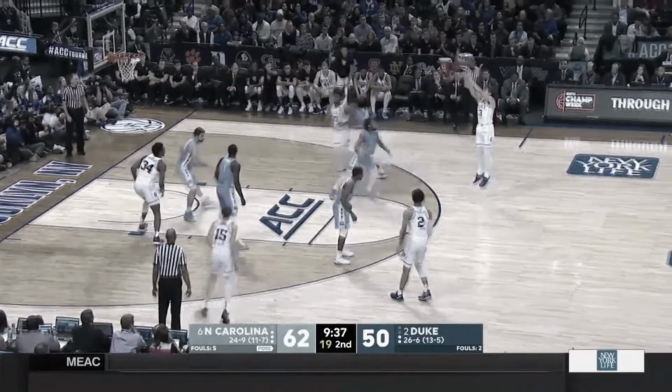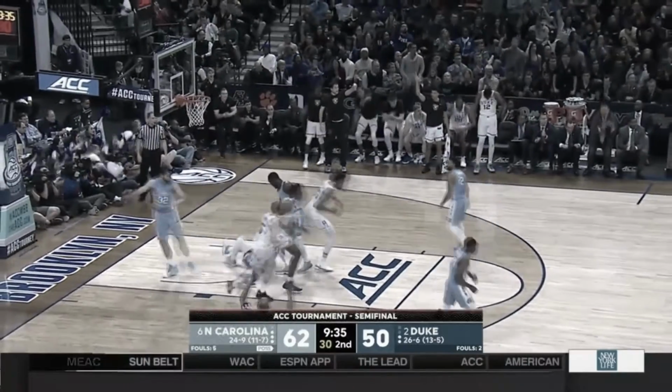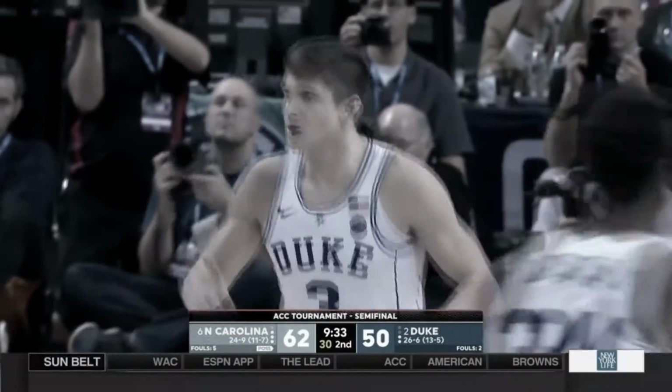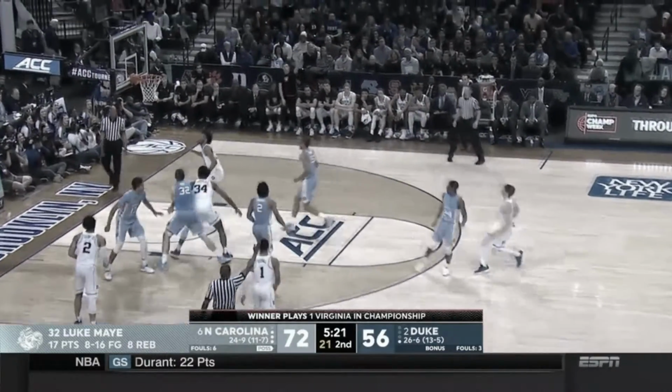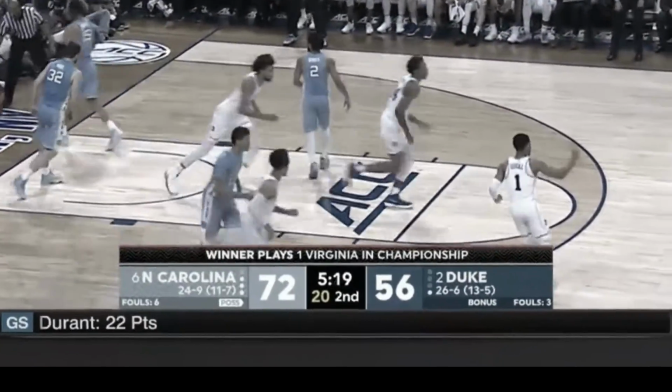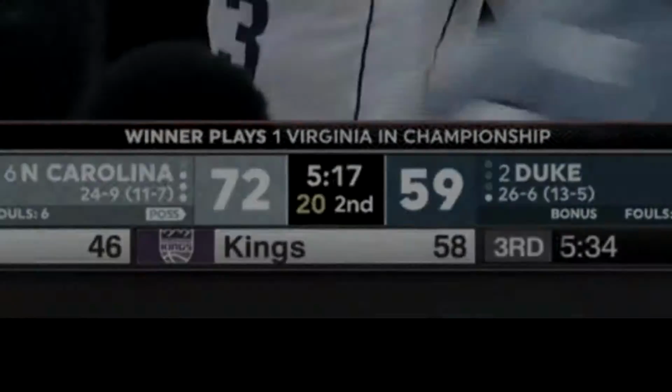During the following 5 minutes, both Duke and UNC keep on playing equally solid basketball and both teams keep around the same distance from each other. Luke May and Grayson Allen both did well during this period. The score is 72-59 with only 5 minutes left to play.